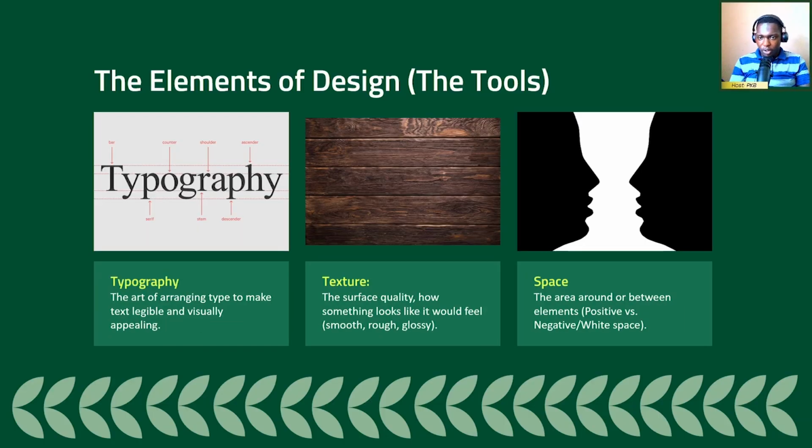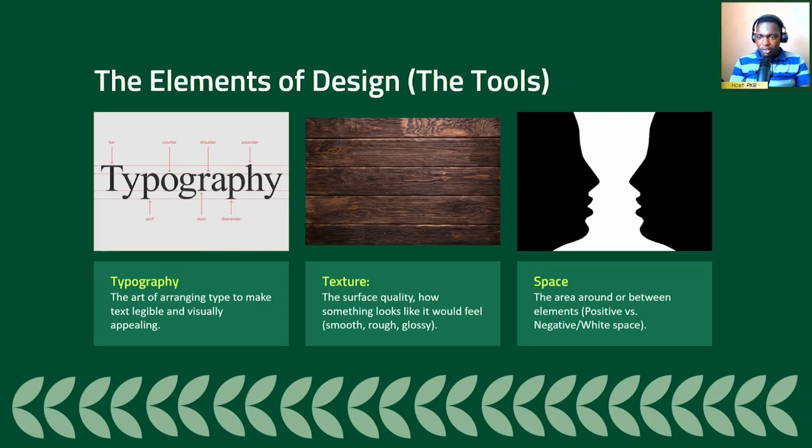Another one of the most important or crucial elements in design is typography. Typography is one of the most used elements in graphic design, and we'll be using that element a lot, in addition to the shapes, color, and the other elements. Typography is the art of arranging type to make text legible and visually appealing.